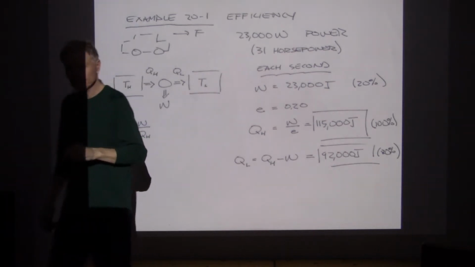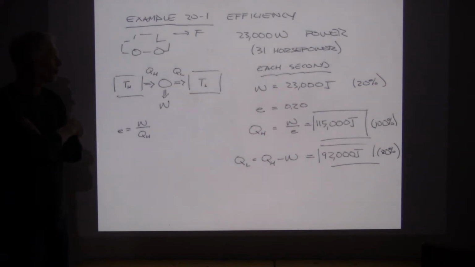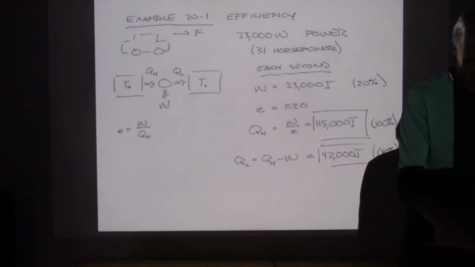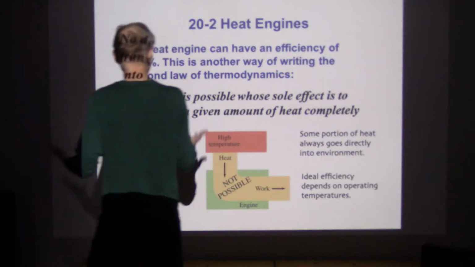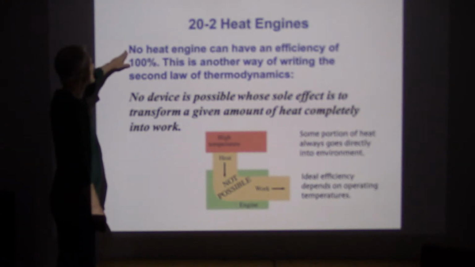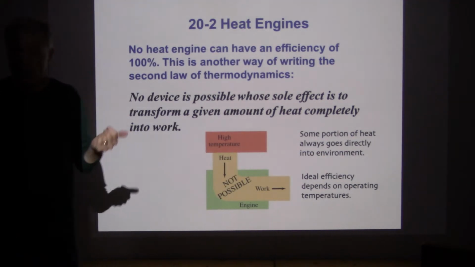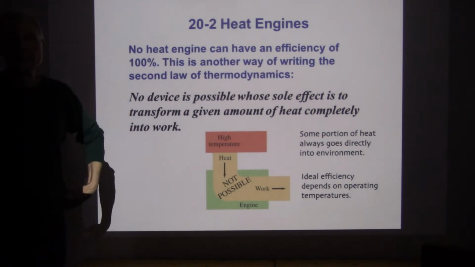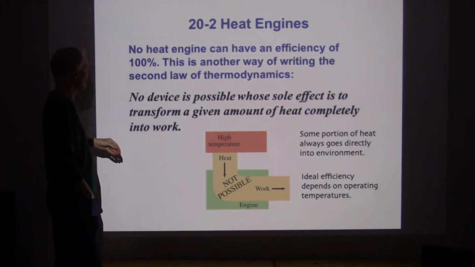So every second, 115,000 joules of energy are being generated. 92,000 joules are going right out into the environment. 23,000 are being diverted and used to propel the car, to offset air resistance and things like that. All right, so heat engines, this is saying no heat engine can have an efficiency of 100%. This is another statement from the second law of thermodynamics, and that's what we've already seen. So we started out with some of those statements up front to make sure that we were clear about that.